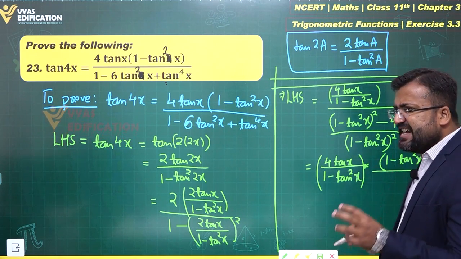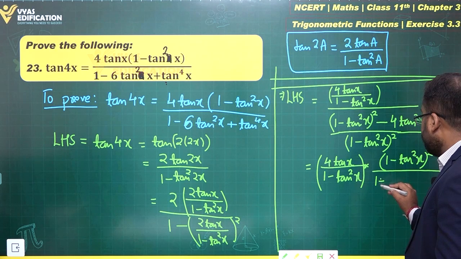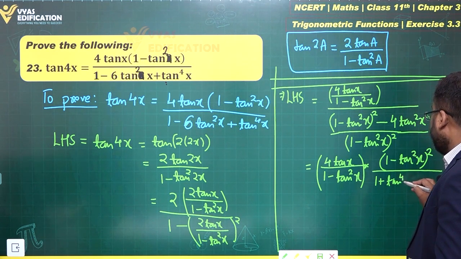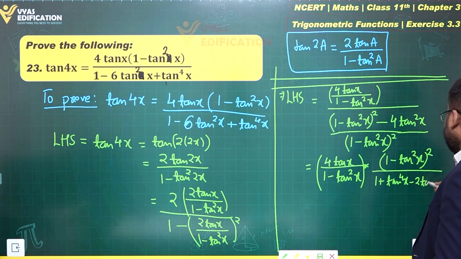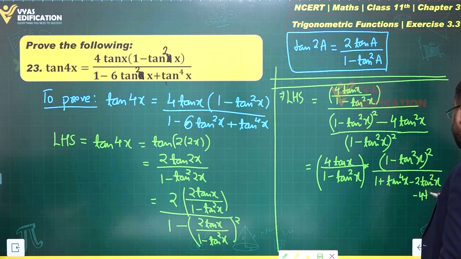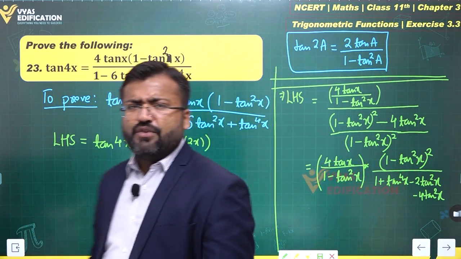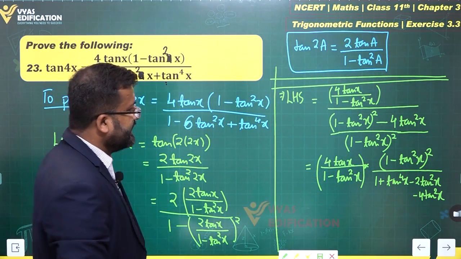What is this? Let's expand the 1 minus tan square x whole square. What you get is 1 plus tan power 4x minus 2 tan square x. And there's a minus 4 tan square x already waiting over here. Okay, now we seem to have simplified a lot of these things.